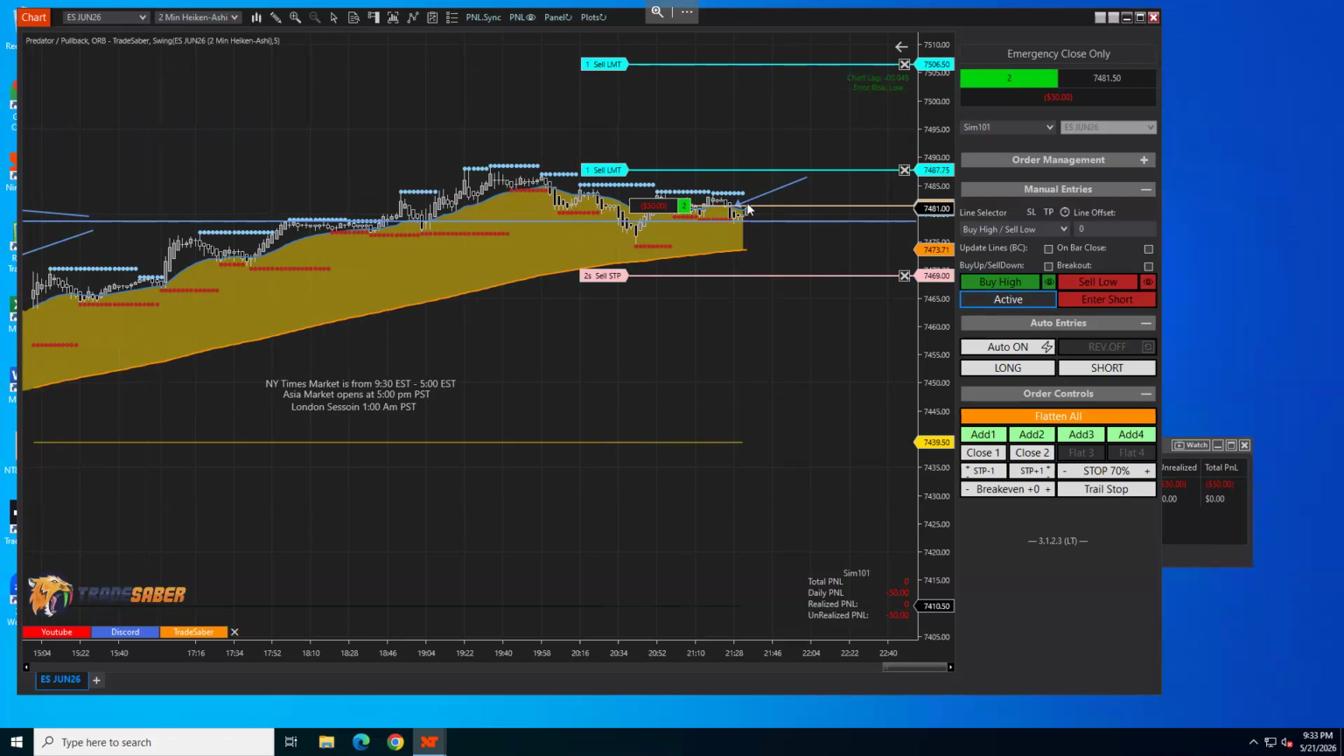So it didn't break that structure. Let's see. For this particular trade, I got two contracts in, so each tick is $25.